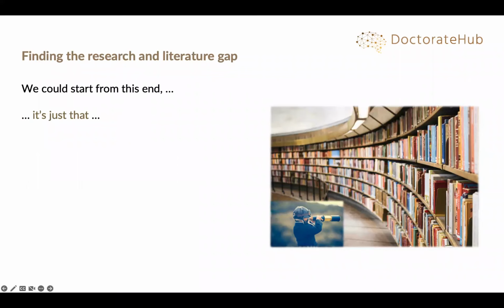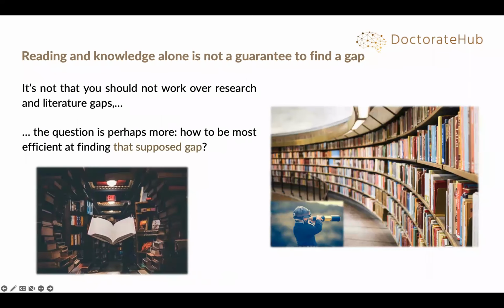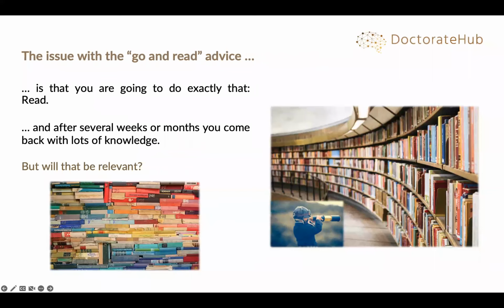And in addition to that, you can't read all of the literature, right? It's just too vast. It's impossible. It's like the Holy Grail. Looking for a literature gap is very challenging for research novices. Now, the question then is perhaps how to be most efficient in finding that supposed literature or research gap. After several weeks or months, you come back with lots of knowledge, but what had been relevant?